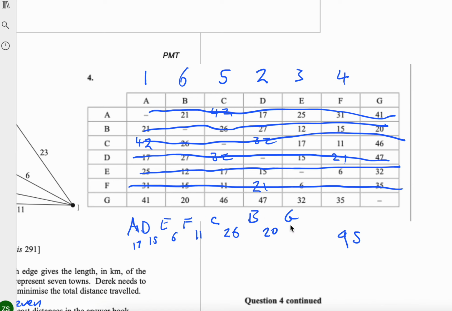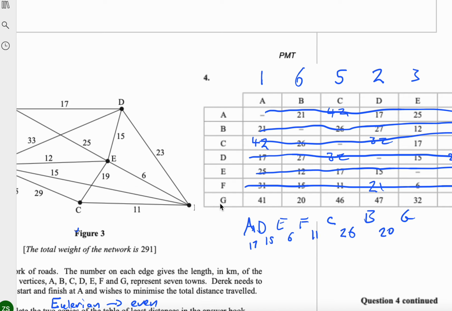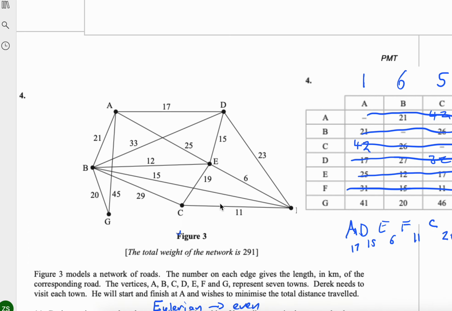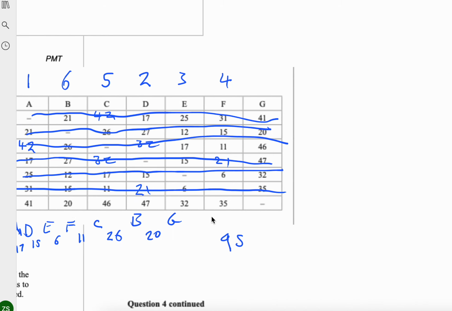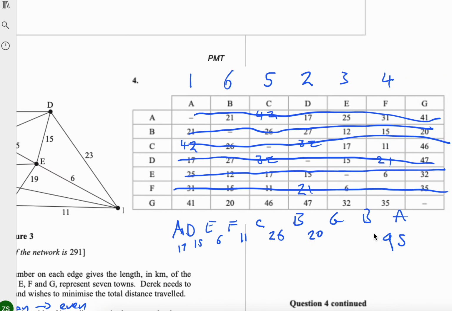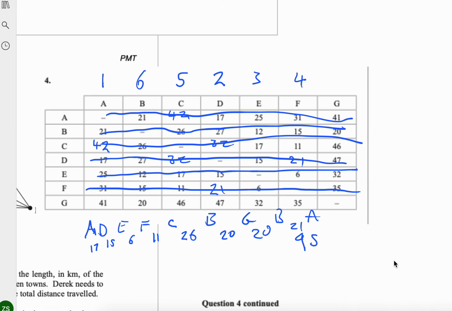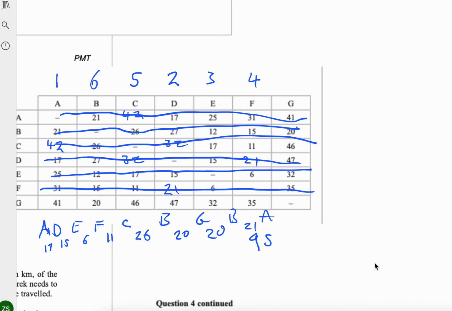But then we have to get back to A. So what's the quickest way to get from G to A? You go from G to B, and then B to A. You see, you've got to read the question carefully. G to B we said was 20 and B to A is 21. So add those up, what do you get? 136. And checking the mark scheme there, we get the same answer. Very good.